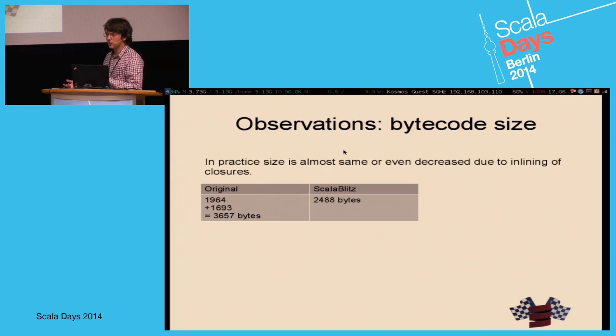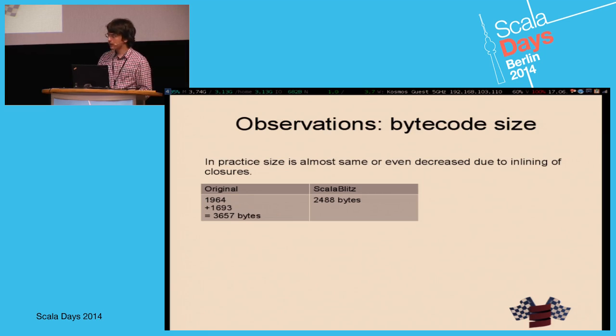But in our case, we're inlining all those closures so that we're creating fewer classes, less bytecode. In the end, the bytecode footprint is actually smaller in most cases. In other cases, it's just comparable. So in the example I just showed you, we actually even get a reduction of the bytecode size.